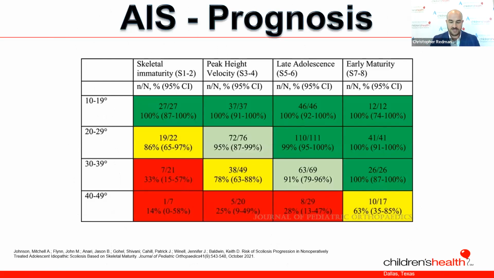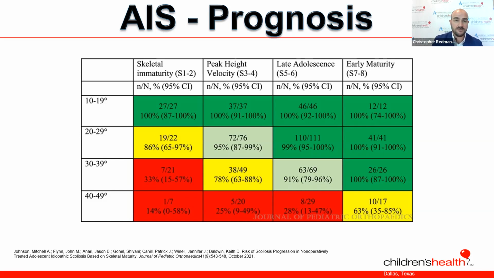So this chart demonstrates the importance of curve magnitude at diagnosis and the skeletal maturity in regards to the risk of progression to curvatures greater than 50 degrees. As you can see, patients who are nearing skeletal maturity and have small curves are at low risk of ever progressing to a surgical level, versus patients with significant growth and large curves are at a high risk of surgical treatment.